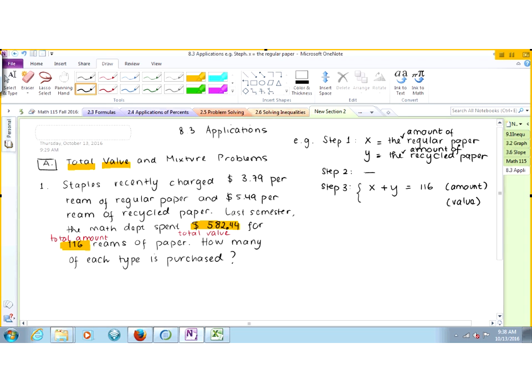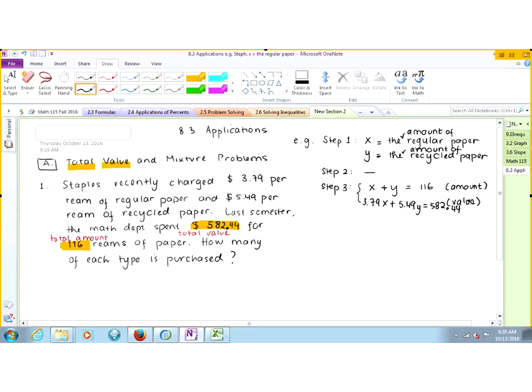Okay, what about if I buy X reams of regular paper? How much do I pay? 3.79 times X, right? So 3.79 times X plus, what about the value for the recycled paper? What is the value for recycled paper? 5.49 times Y is equal to 582.44. Yes, no? Okay.